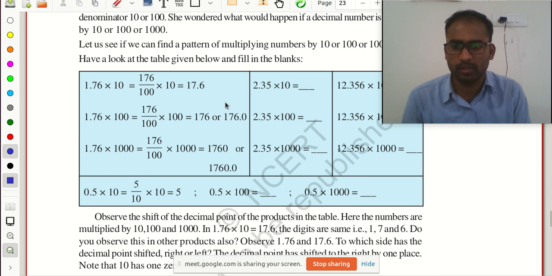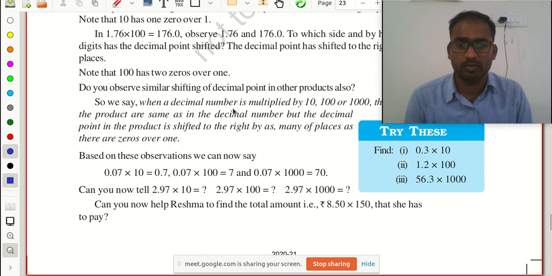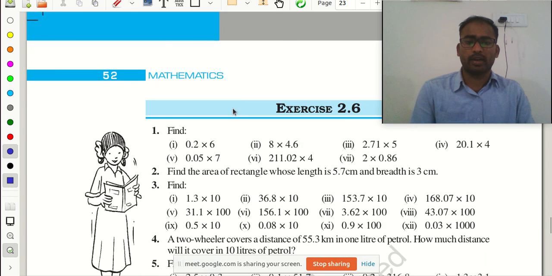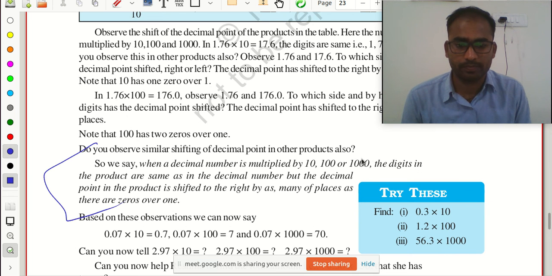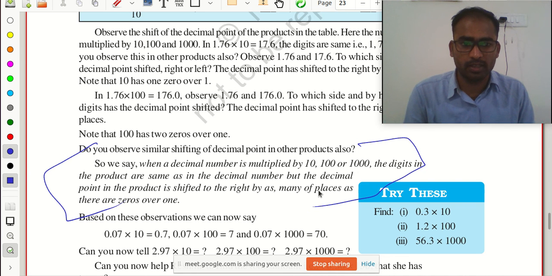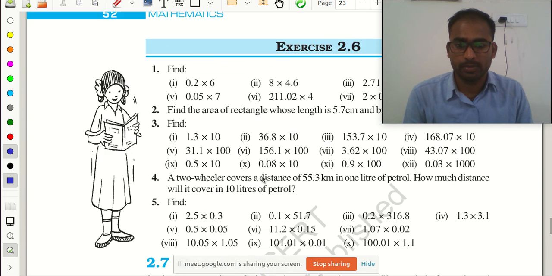You need to do it in this way only. Observe these examples. Have you understood the multiplication of a decimal number with 10, 100 and 1000? And go through this point also. After the decimal, how many digits are there? If you multiply with that many zeros, you will get the whole number value or integer value.